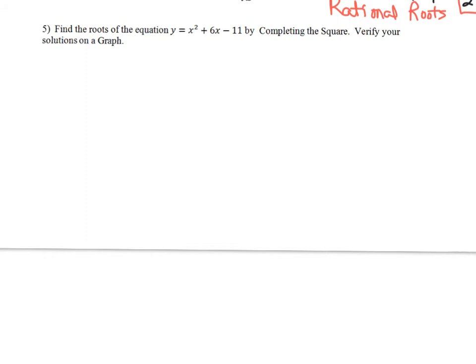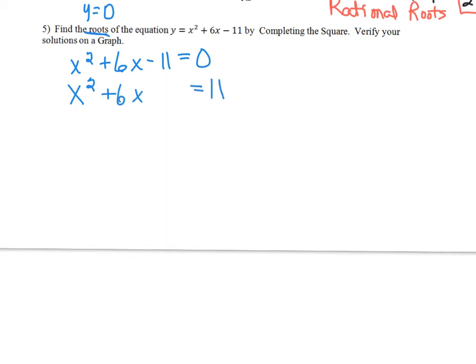Let's try exercise number 5. Find the roots of the equation y equals x squared plus 6x minus 11 by completing the square, but then verify it on your graphing calculator. So take your quadratic, x squared plus 6x minus 11, set it equal to 0, because again I'm looking for the roots. So that means the y must be 0. Now add the 11 over to the other side of the equation. So I now have this form.